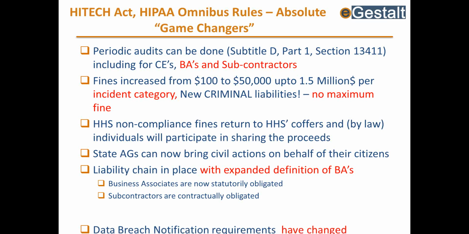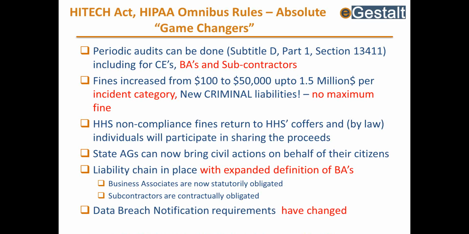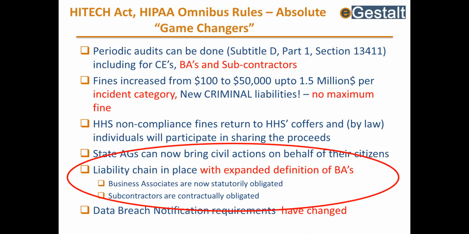But the two biggest changes that we see is, one is the liability chain and the expanded definition of BA. So HITECH brought this about, and HIPAA Omnibus reinforces this, is that not only covered entities but business associates and subcontractors who are working with the covered entities to deal with PHI are required by law to implement HIPAA HITECH, and they pay the same set of fines, liabilities as a covered entity. And so there's a liability chain in place where a covered entity who's interacting with the patients shares the responsibility and liability with any downstream entities, whether it's a business associate or a vendor or a subcontractor, to protect and enforce privacy and security of PHI data.